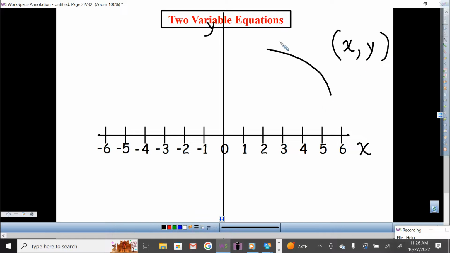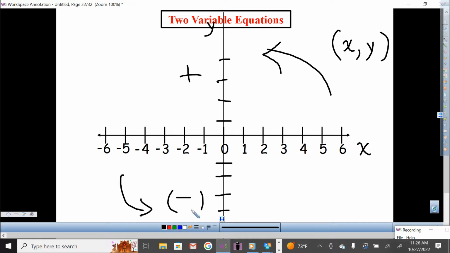Now, he rotated that way, which means that all these values are up here. That means that all these values are positive. That means that all these values are what? Negative. And that's how we get the coordinate plane.